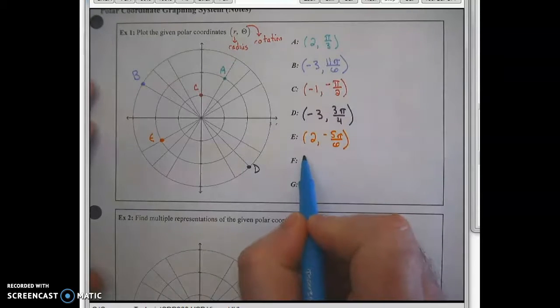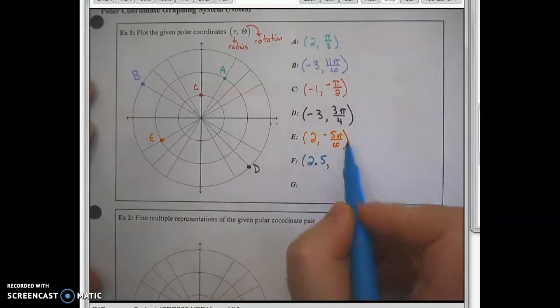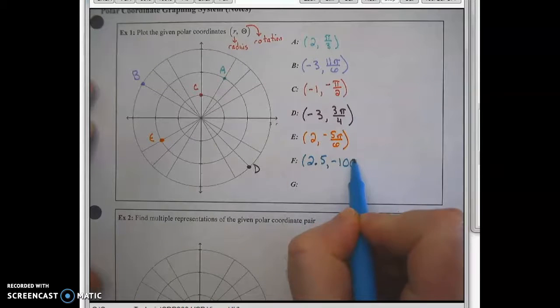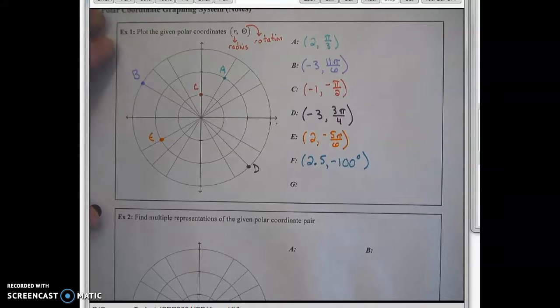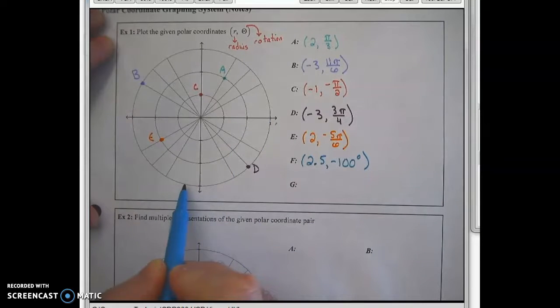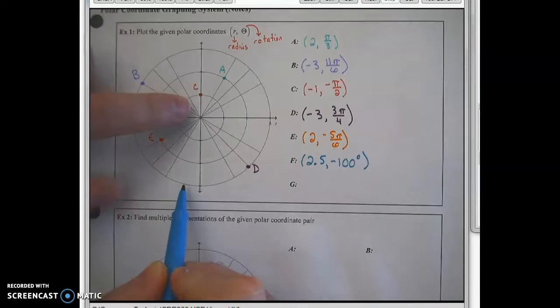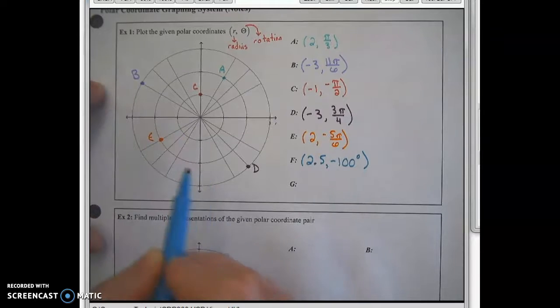All right, let's get a little bit tricky. (2.5, negative 100 degrees). Pause it. Estimate, obviously, but pause it and try it on your own. Okay, so I'm going to have to estimate where negative 100 is. There's negative 90, there's negative 100. For 2.5, I want to go towards the angle. So 1, 2, let's call it right here. Good enough. F.